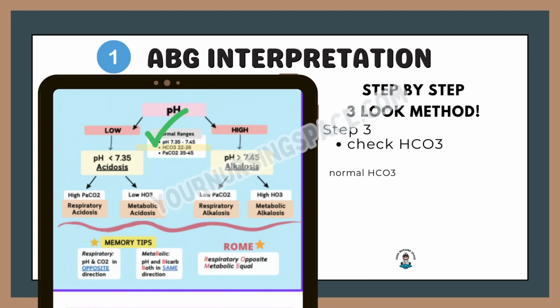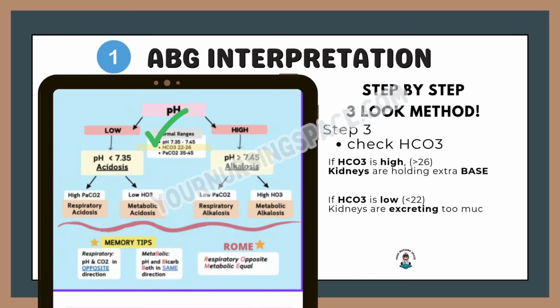Step 3, check bicarb. Normal is 22 to 26 milliequivalents per liter. If it's high, like 30, the kidneys are holding extra base. If it's low, like 18, they're losing it.